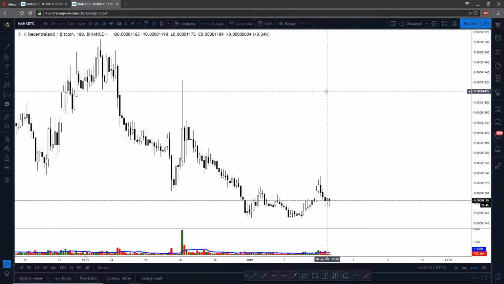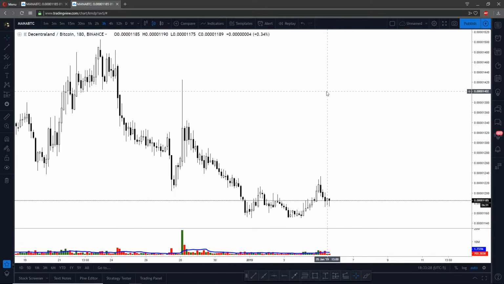So first I'm going to go over accumulation, and then I'm going to go over distribution. They're basically the same thing, just inverse. Accumulation is bullish, distribution is bearish. They have the same patterns to look for.